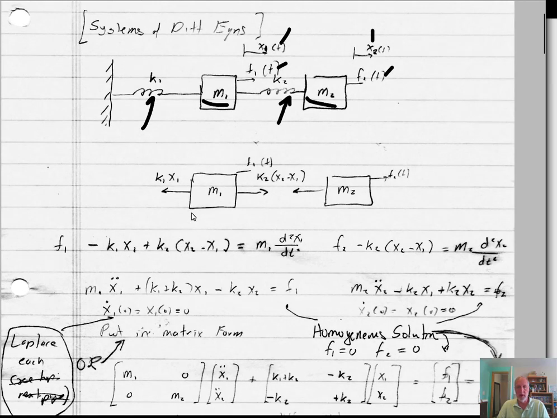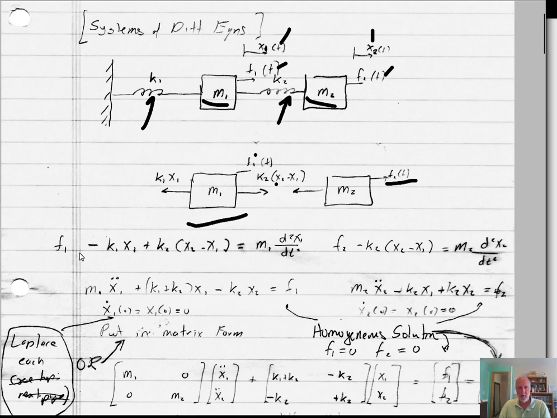So drawing a free body diagram of mass M1, we have K, spring constant, times the displacement x. We have the force applied here, and then we have the spring force, which is the relative displacement between the two masses. So if mass M2 moves further than mass M1, then we get a force. And then mass M2 can have an applied force F2 as well.